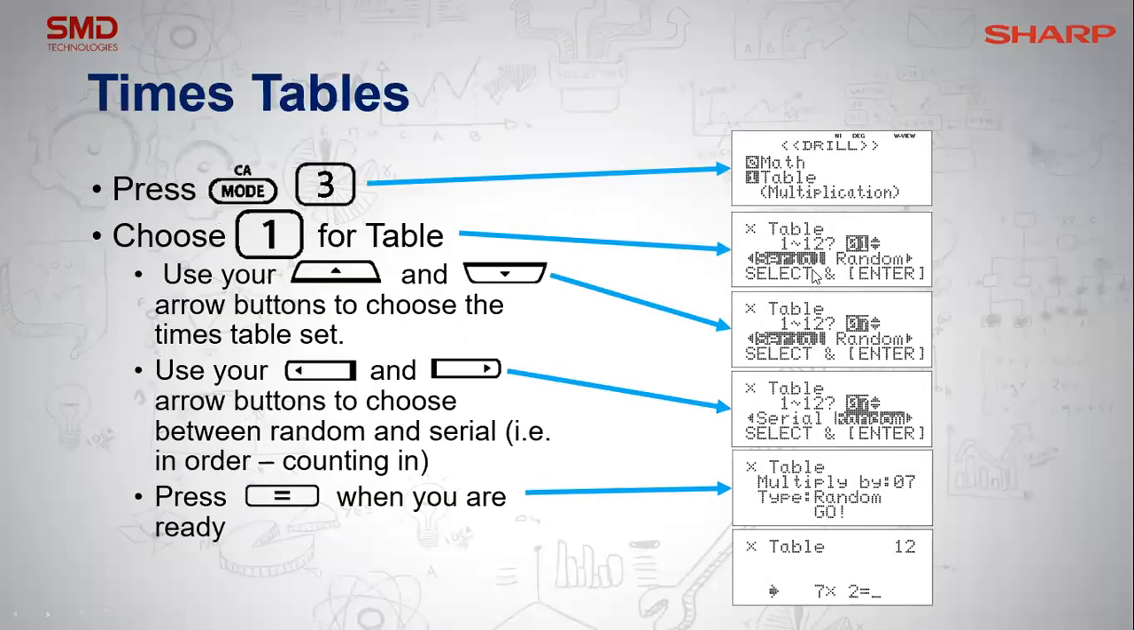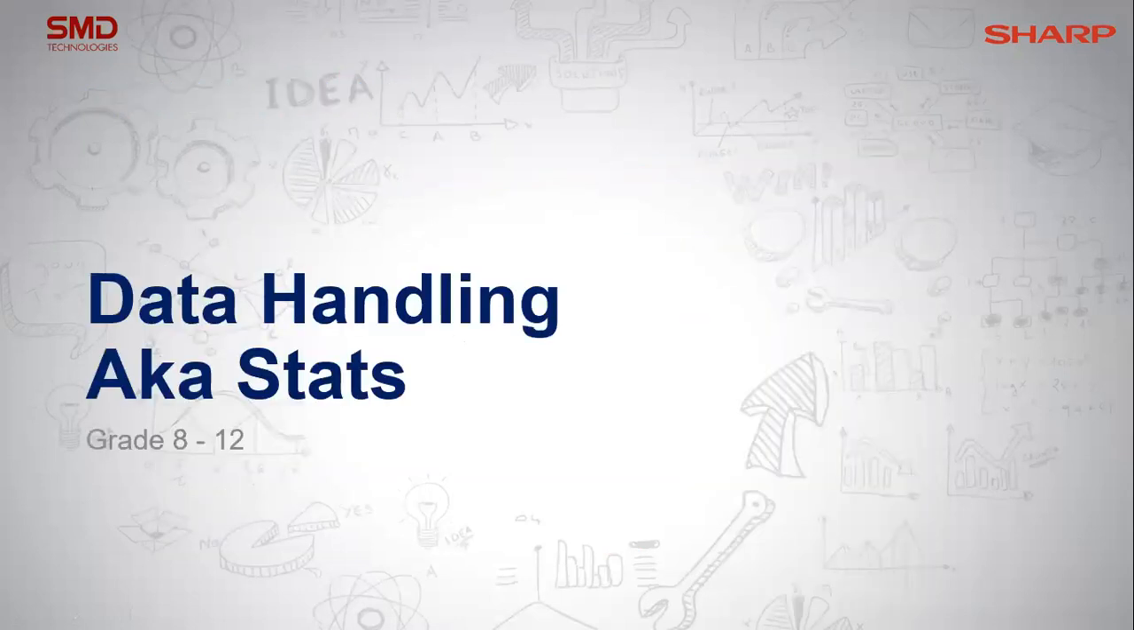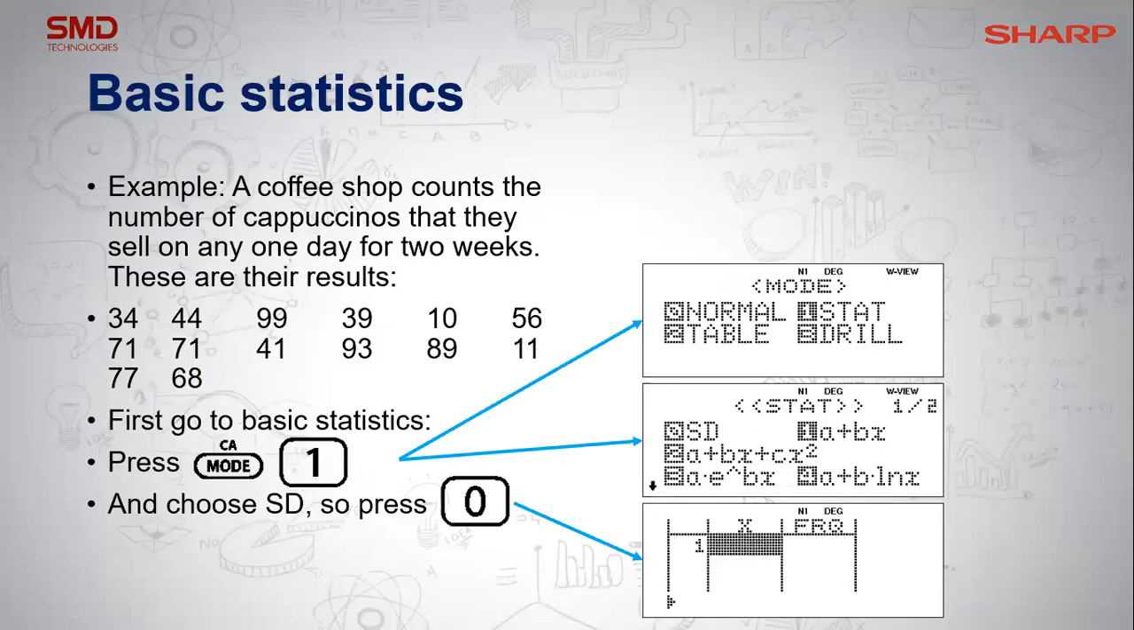And then again, for the table mode as well, you can see you can do it in either serial, which is in order, or counting in, and then you can also do it randomly, where you mix up your timetables as well. So let's move on to data handling and basic statistics.